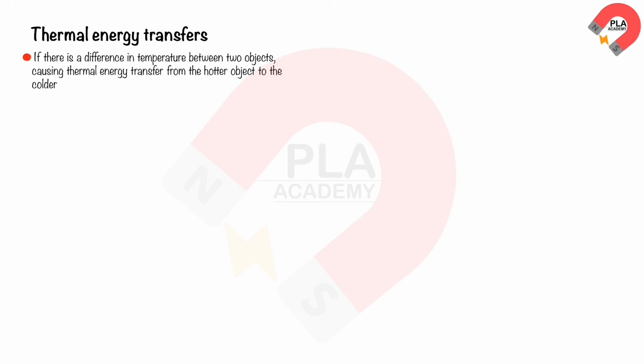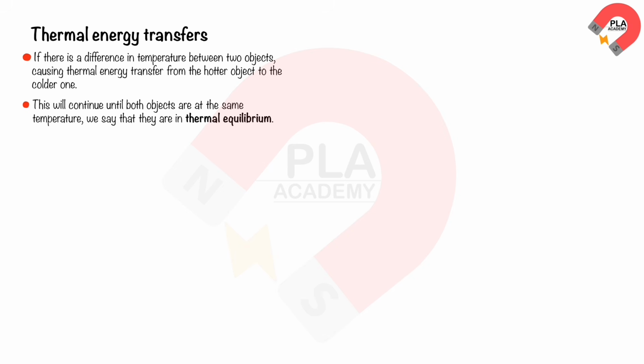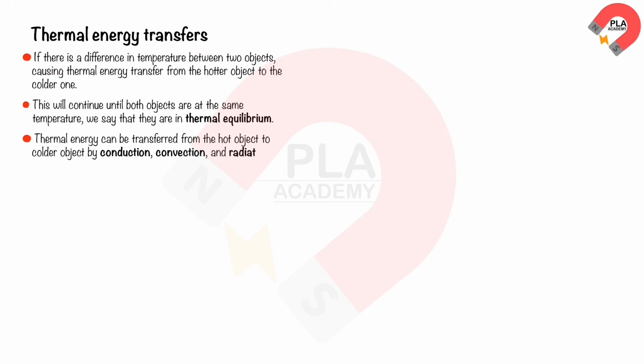Thermal energy transfer. If there is a difference in temperature between two objects, thermal energy is transferred from the hotter object to the colder one. This will continue until both objects are at the same temperature. We say that they are in thermal equilibrium. Thermal energy can be transferred from the hot object to the colder object by conduction, convection, and radiation.